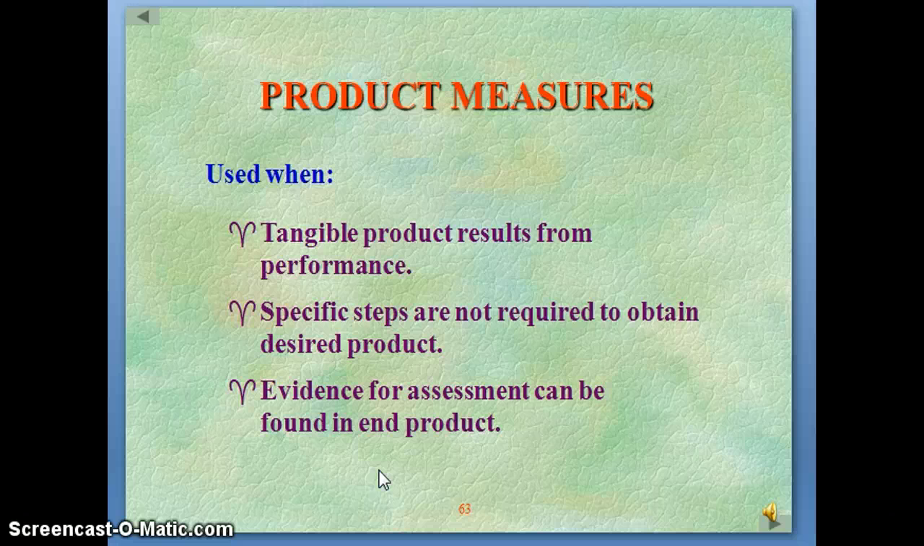Product measures are used, as we mentioned, when a tangible product results from the performance, and they can be done in any way where specific steps aren't required to be performed in order. And you can find the evidence of assessment in the end product, such as its shape is correct, or its color is correct, or its size is correct. So that's where product measures would be used.